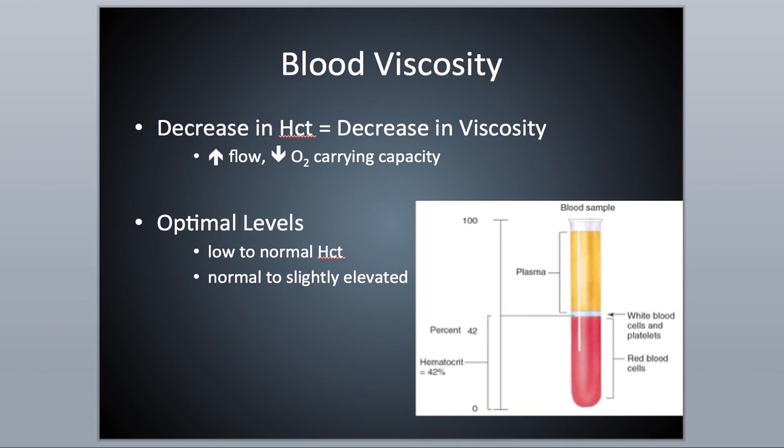Now, there's going to be optimal levels. Basically, low to normal hematocrit is going to be good. It's not going to be too watery. We're going to have a good amount of hemoglobin for oxygen to attach to. And it's not going to be too sludgy so that it's going to flow really slow either. So there's going to be an optimal level there, basically a Goldilocks effect with hematocrit.